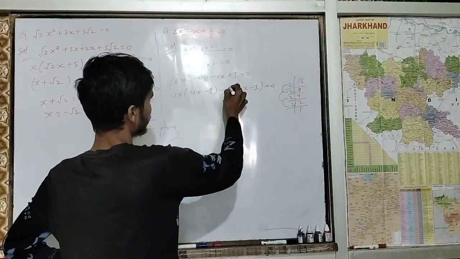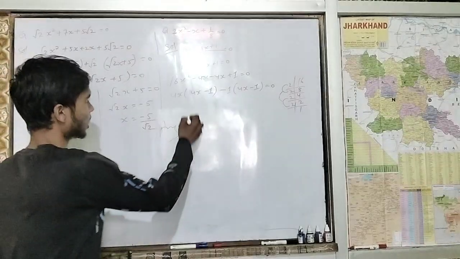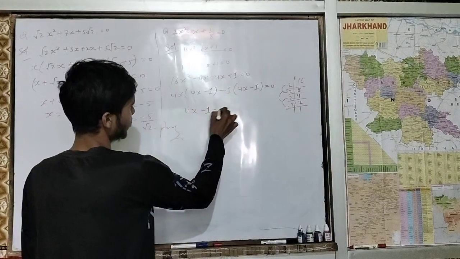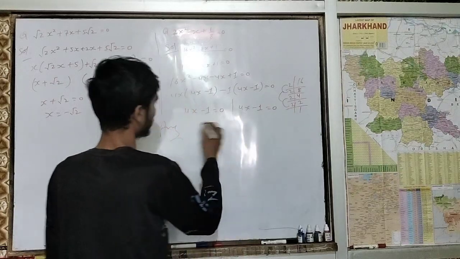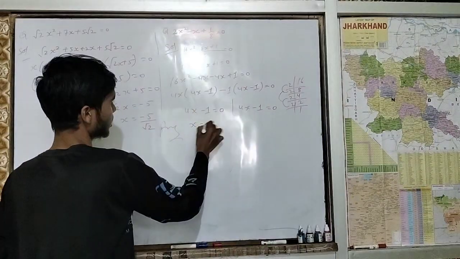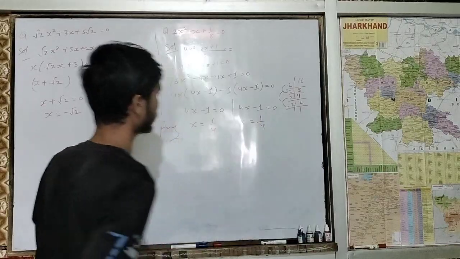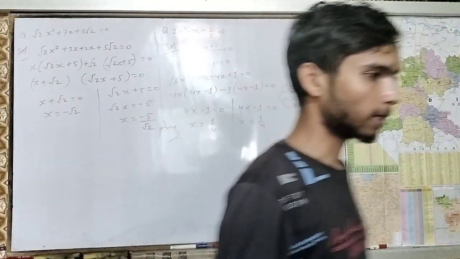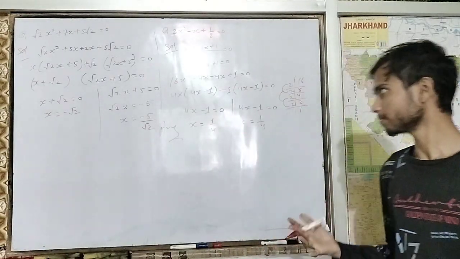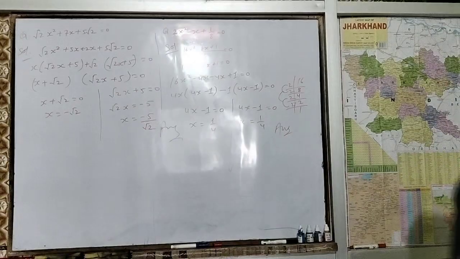Here will come 1, yes, this is correct. You can see 4x minus 1 is equal to 0. Same here, 4x minus 1 is equal to 0. Both are same. x is coming as 1 upon 4. Same here, x is coming as 1 upon 4. Both are same. It means the real numbers are same, 1 upon 4.